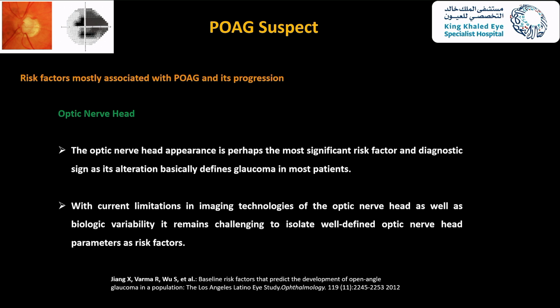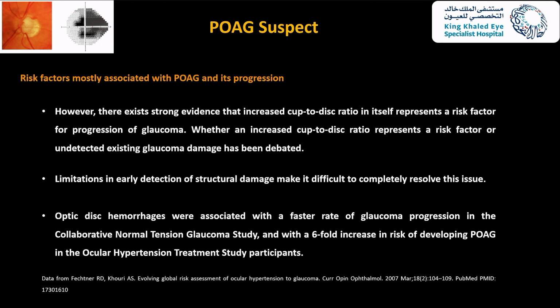The optic nerve is usually the most significant risk factor and diagnostic sign used to define the glaucoma patient as having the disease. But the issue is sometimes there is a delay or limitation in the early detection of changes in the optic nerve, and this is one of the important things that other tests can cover.